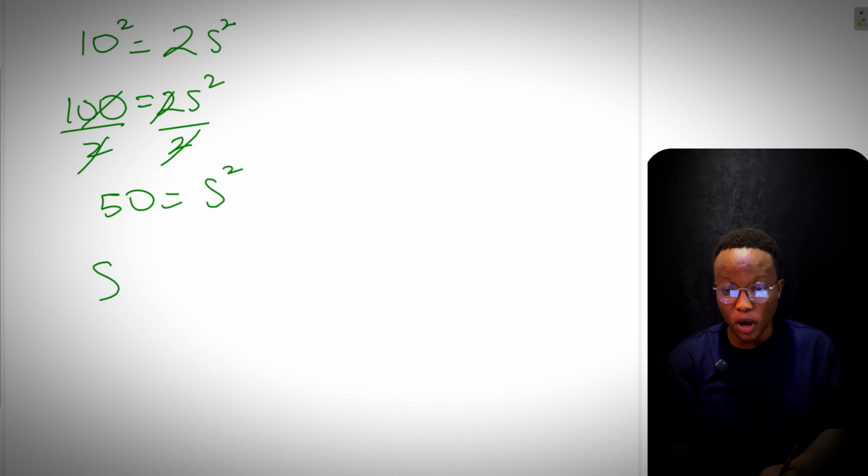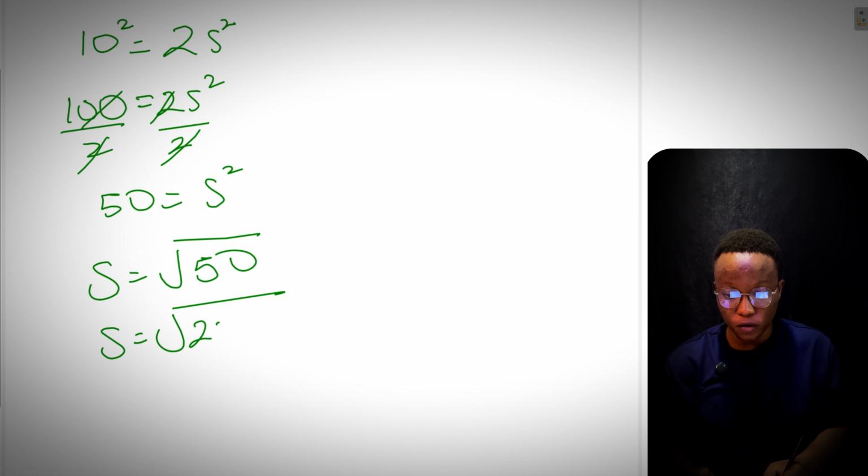Okay, so S will then be the square root of 50. We understand that S will then become the square root of 25 multiplied by 2. The square root of 25 itself is 5. So in this place, we have 5 root 2.